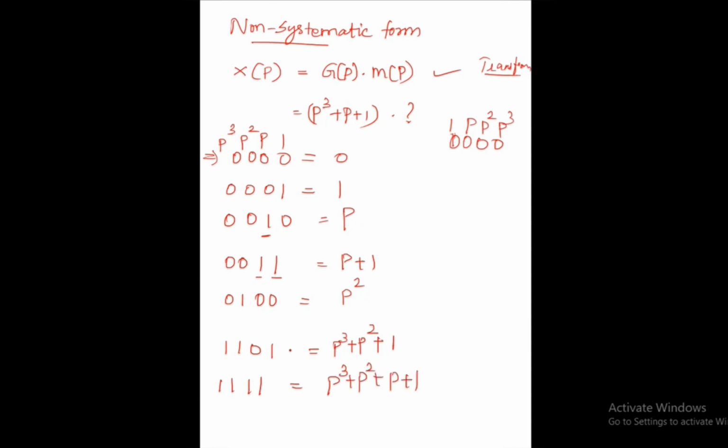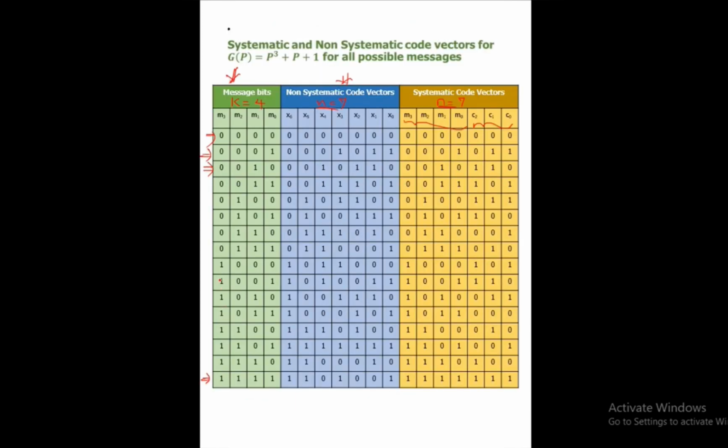Similarly, you have to write for all 16 combinations. So this is the message polynomial for your 16 combinations. Here I have written only a few examples. You have to write for all the message sequences. If you want, right here you can include one more column. The column name is message polynomial.